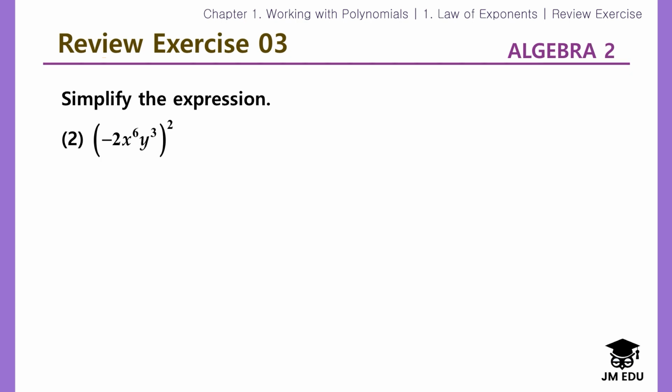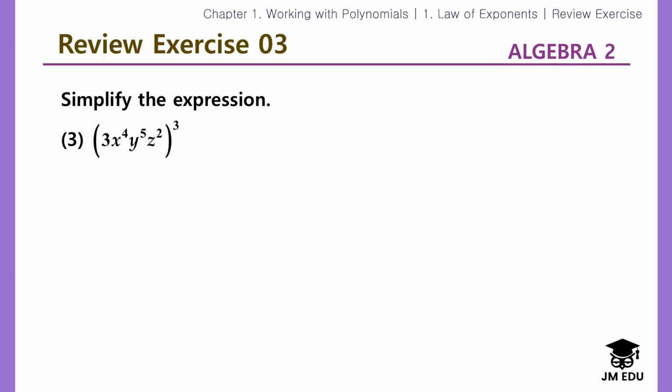Number 2, if negative is multiplied an even number of times, that's positive, right? So this is just a positive. 2 squared, 2 times 1, 2 squared. 6 times 2, that's x to the 12. And y, 3 times 2, y to the 6, right? 2 squared is 4, so we can write 4x to the 12, y to the 6.